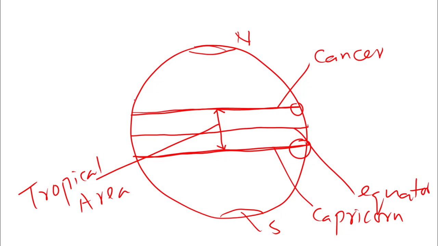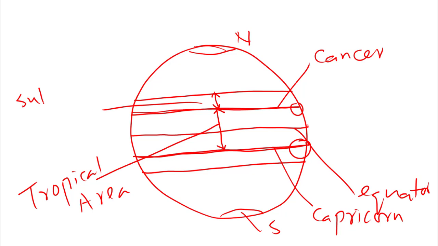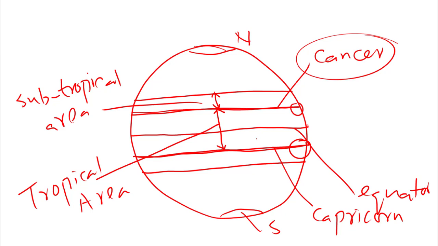And then about 12.5 degrees north of equator and 12.5 degrees south of equator is known as subtropics. So this is subtropical area, subtropical area on either side of the equator. So 12.5 degrees north of Tropic of Cancer and 12.5 degrees south of Tropic of Capricorn is the subtropical area. So this is subtropical area and this is also subtropical area.